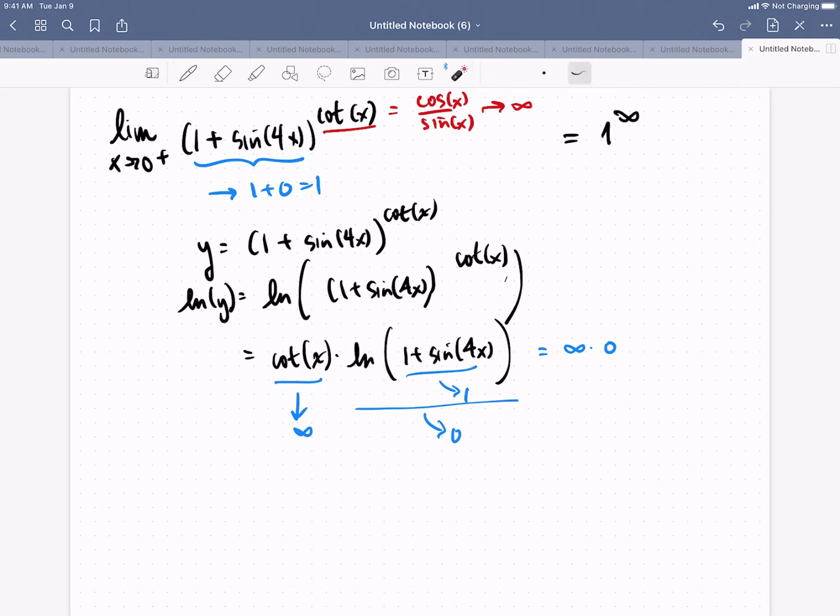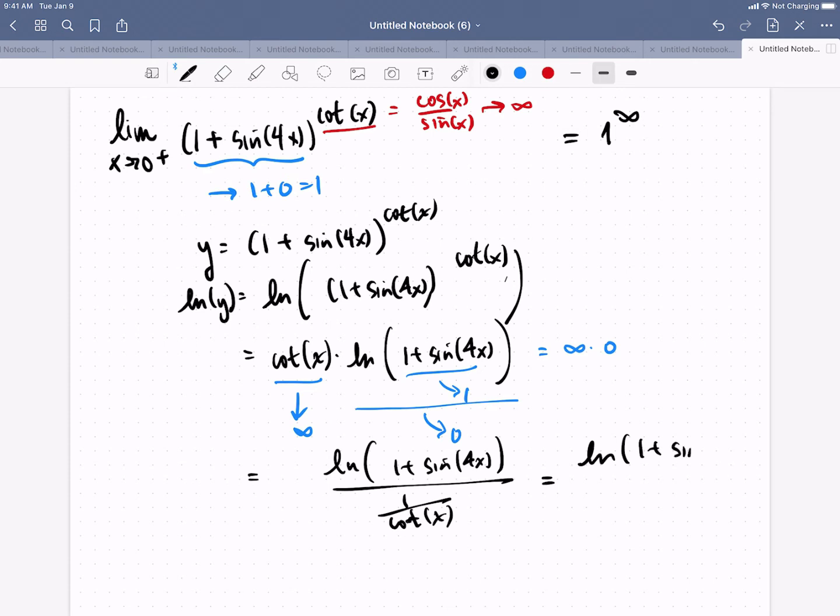So what I'm going to do is take this cotangent and put it in the denominator. I'm just using algebra to rewrite. So I'm going to do natural logarithm of 1 plus sine 4x over 1 over cotangent x. Now I'm running out of vertical room, so let me just move over to the right so I can write this. This is the same. 1 over cotangent is the same thing as tangent. So let's double check this.